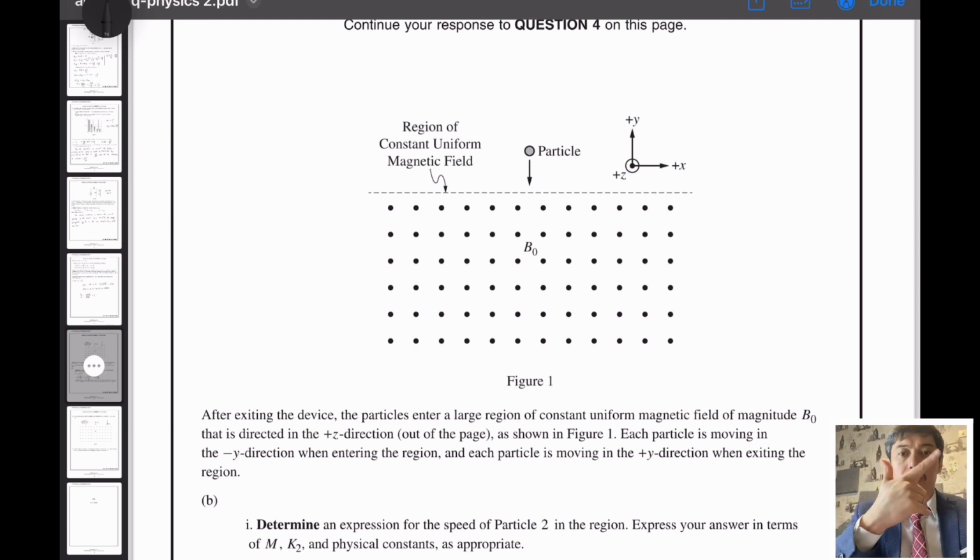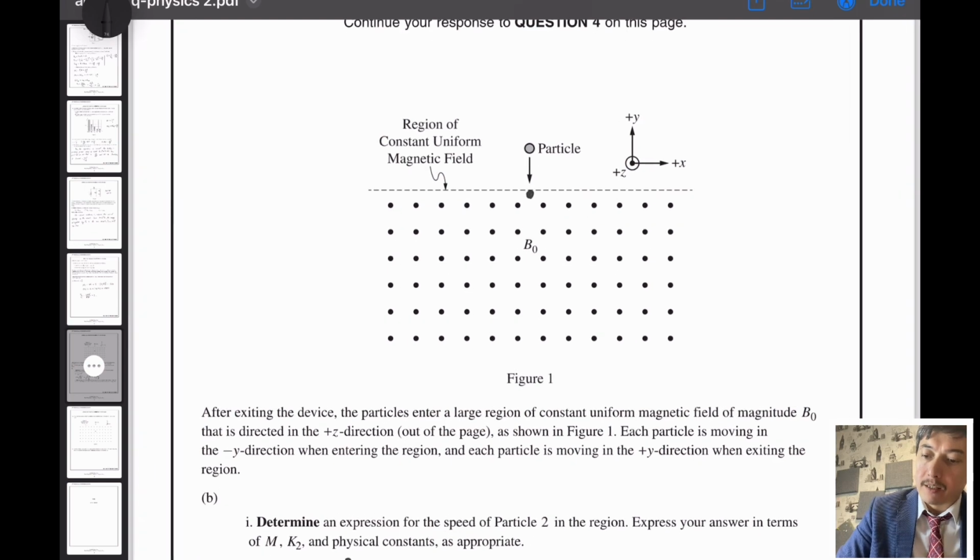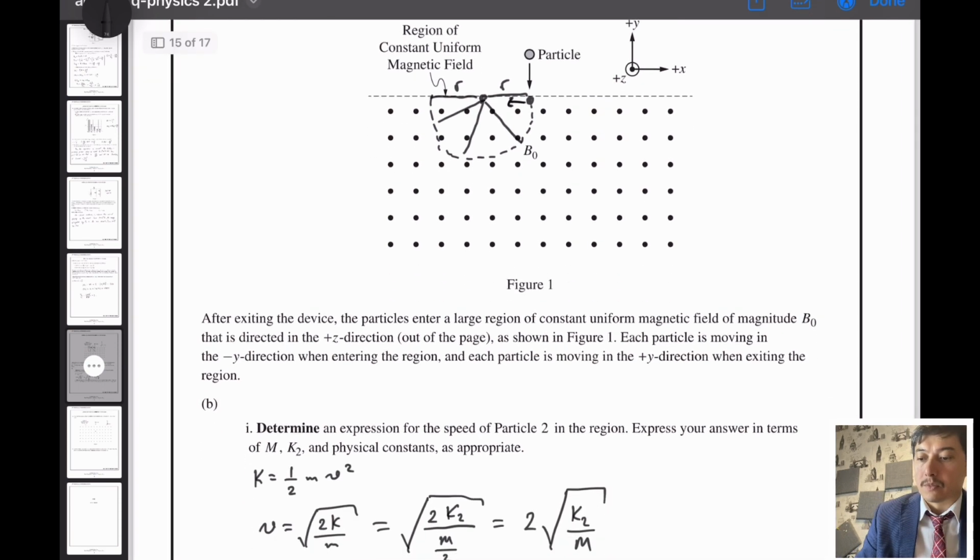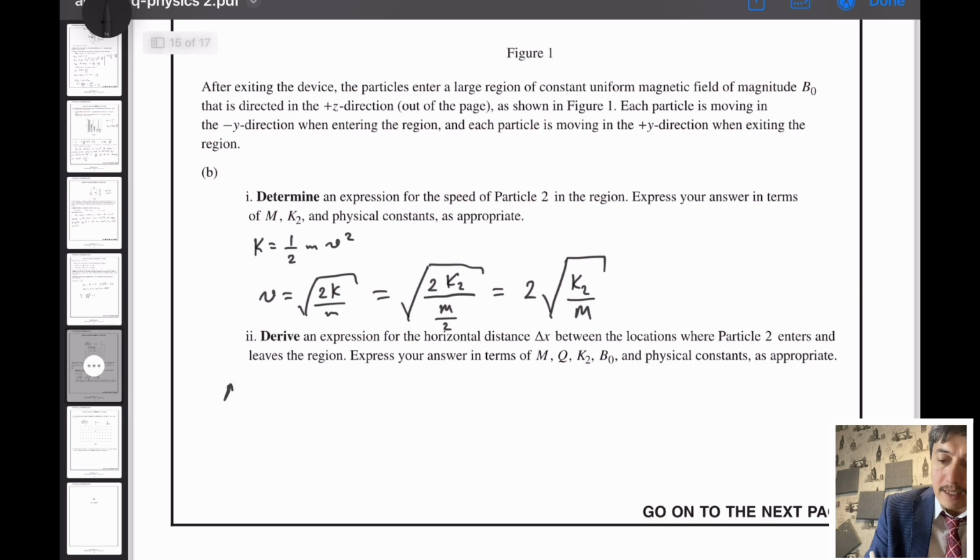So if you are going to use the right hand rule, we will see that when the particle enters, it will experience force to the left like this, and let's assume the particle is going to move something like that. Now, the distance is going to be the same all the time. And this distance, we know that it is a radius. So another radius, 2 radiuses make delta x. So delta x is equal to 2 radiuses.